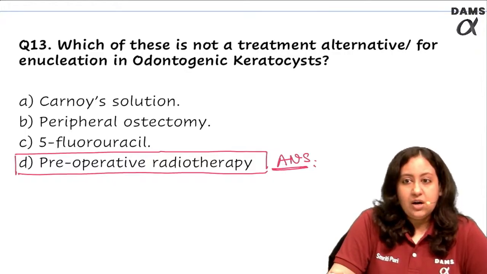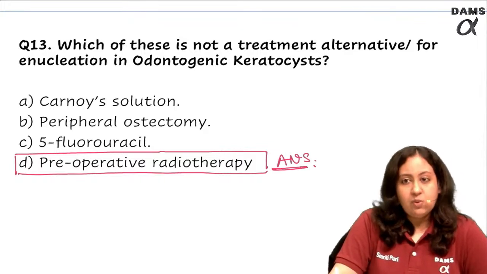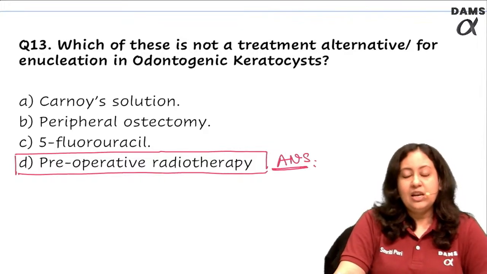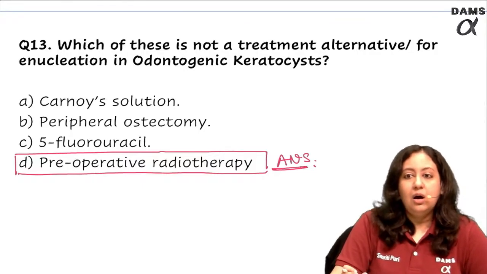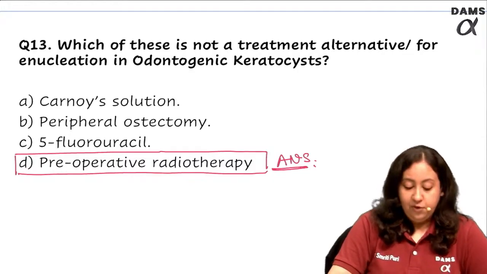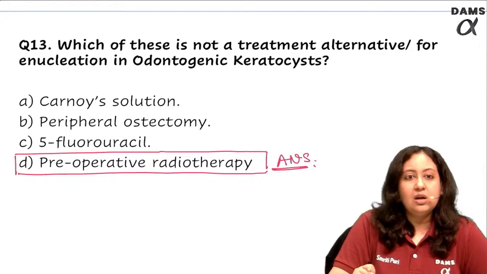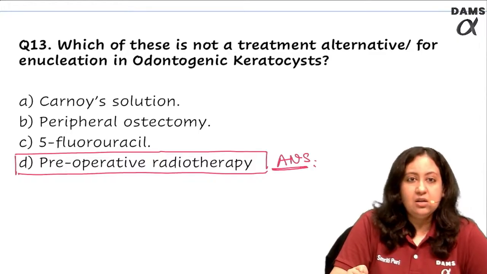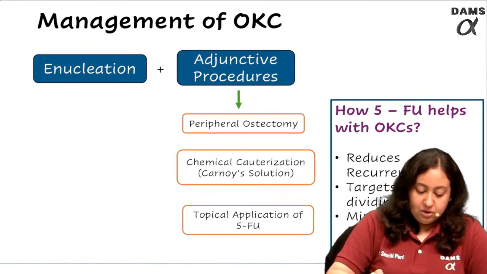Details are not required, those are postgraduate level things. Just remember this. What are the advantages of 5-fluorouracil? I'm telling you in the next slide. Now apart from this, there is no role of preoperative radiotherapy for odontogenic keratocyst. It is of no use, it is of no help, it does not affect or treat the lesion at all.